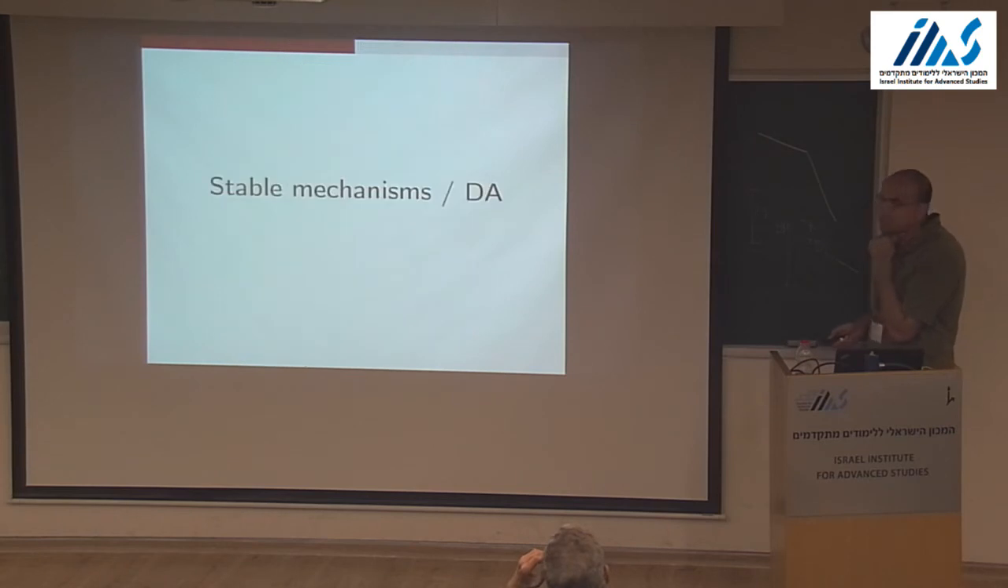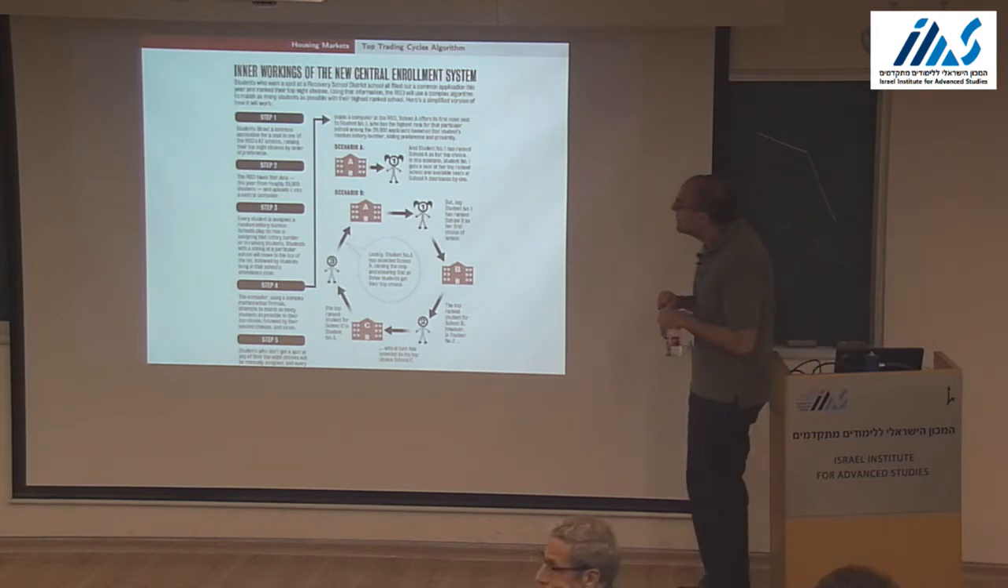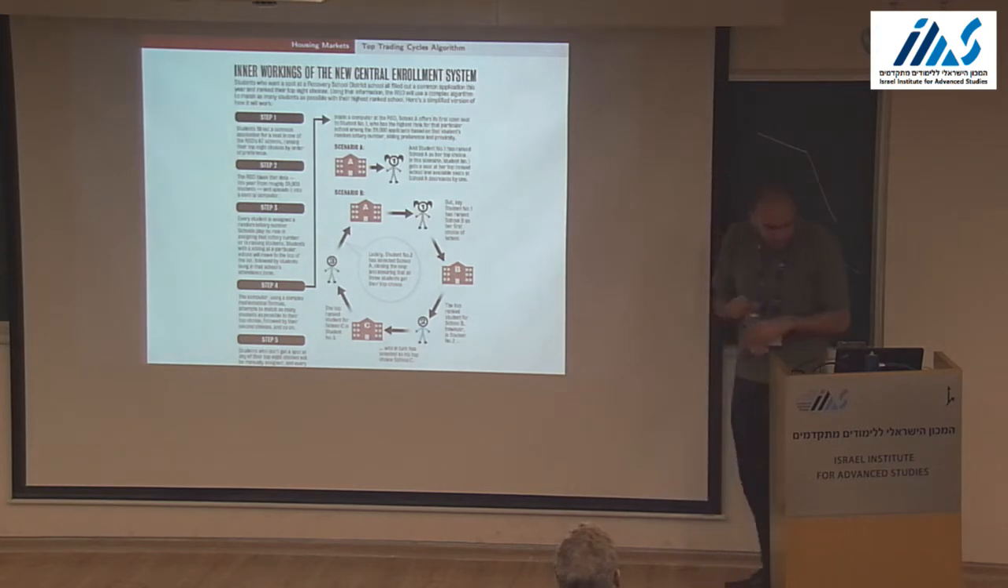Great. Okay, so next question. Well, in every cycle, if I'm trading as a student, I'm getting my most preferred option among what's available, right? So that's why it's Pareto efficient for students. But you're asking something that I'm going to come to next, which is, what about the school side and how should we think about their considerations?